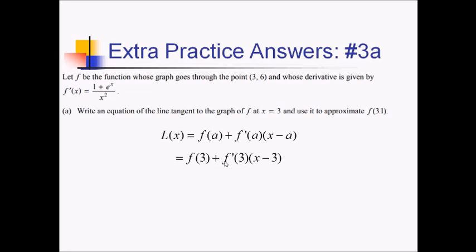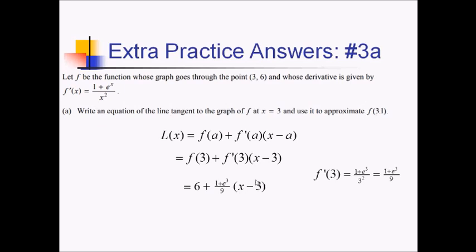So f of 3, then we've got 6, plus f prime of 3. Well, that's what I get when I plug 3 into this formula here. So that's going to be 1 plus e to the third over 3 squared, or 1 plus e to the third over 9, which I'll put over here now. And then we're multiplying that by x minus 3. Okay, so we've got our tangent line equation. That's sufficient for answering that part of the question. Now we need to use this to approximate f of 3.1.